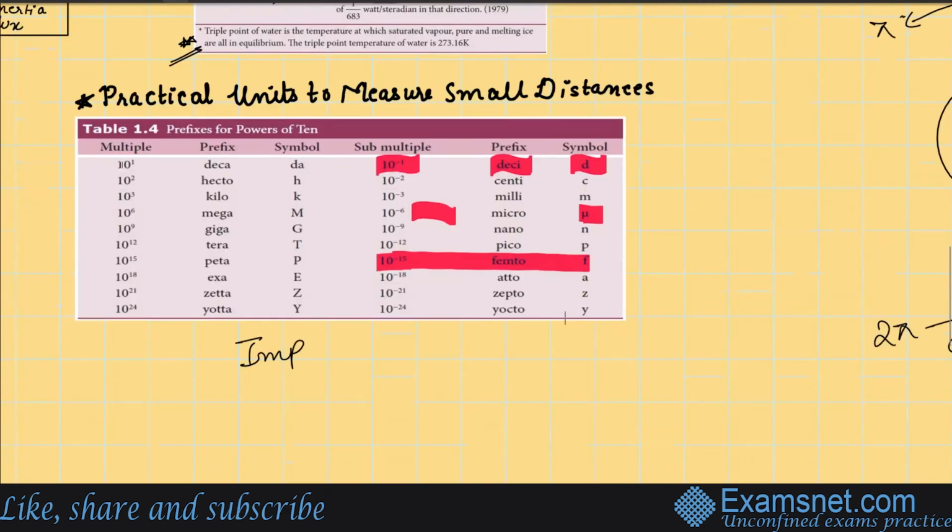And for the bigger units, you have 10 to the power 1 deca, 10 to the power 2 hecto, kilo, kg, which you often use. Then you go to 10 to the power 6 mega, giga, tera, peta, exa, zetta, yotta. These are 10 to the power 24. The last we created was 10 to the power 24.